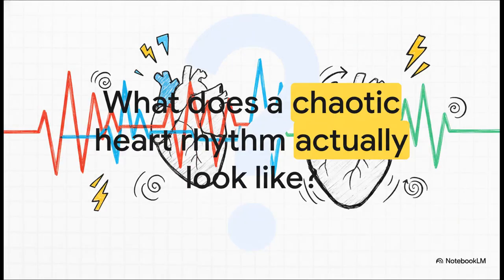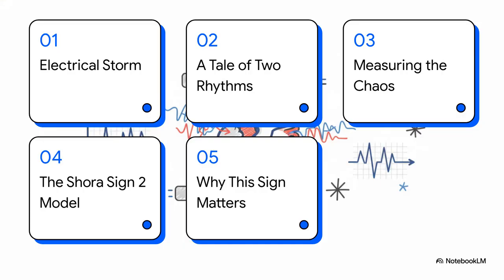So, you have to wonder, right? What does a chaotic heart rhythm really look like? It seems like a simple question, but the answer is this incredible story told through electrical signals. We're about to look at the hard evidence, the actual signature of a heart in turmoil, and see what it can tell us. Okay, here's our game plan.